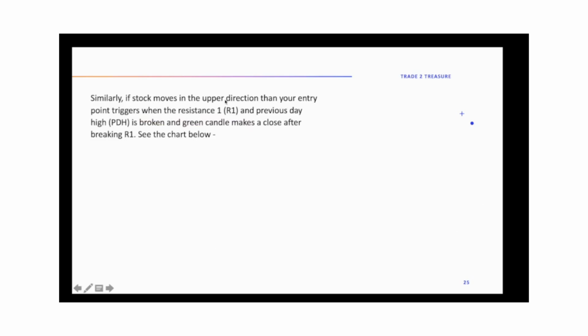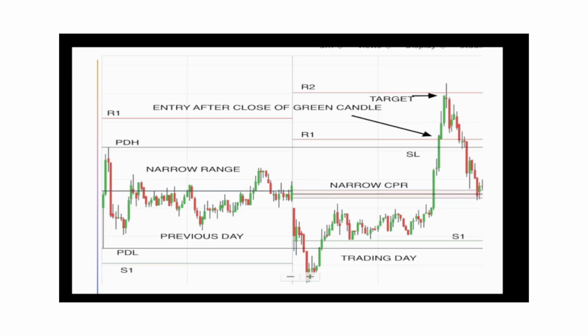Similarly, if stock moves in upper direction, then your entry point triggers when the resistance R1 and previous day high PDH is broken and a green candle makes a close after breaking R1. Like see in this chart, your previous day high got broken and then your R1 also got broken because of this entry candle, which is the green candle. And once it got close, then only you have to enter in this trade.